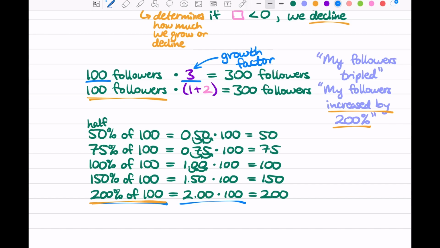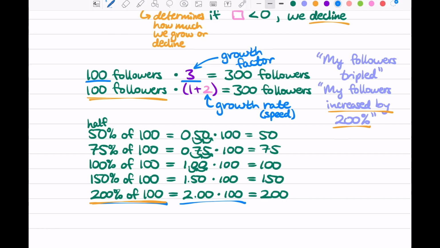And when we rewrite it as 1 plus a pink number, we give that pink number a special name. We call it the growth rate. So you might remember the word rate from distance rate time problems. It's going to mean the same thing here, which is speed. Our pink number is going to determine how fast we grow or decline. That'll make a little more sense in our next example.